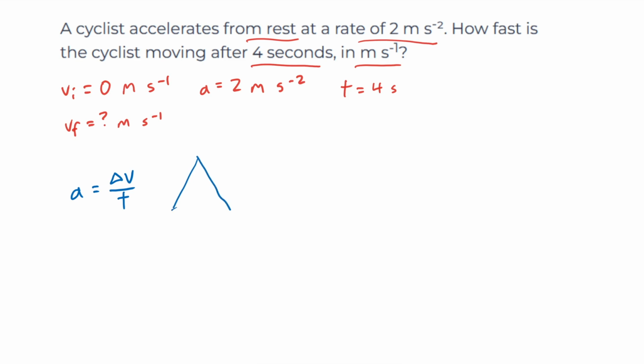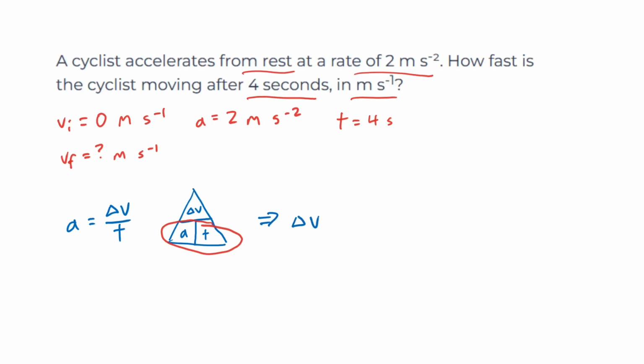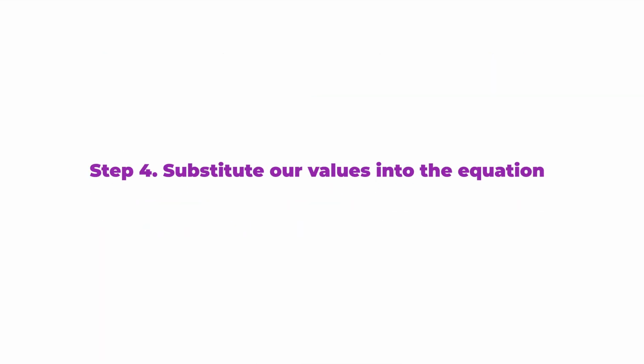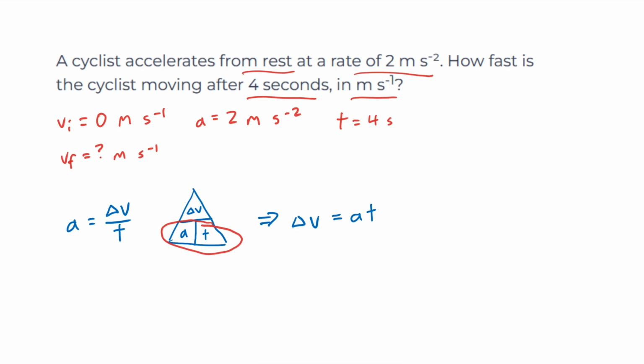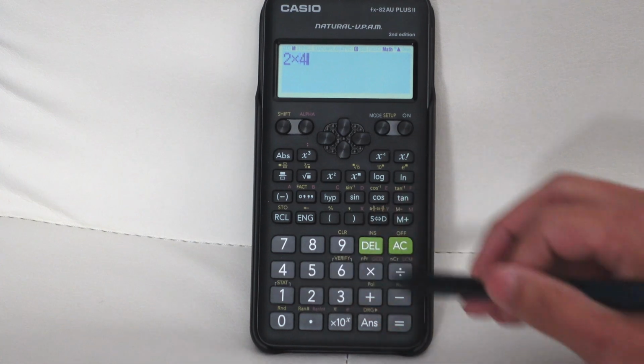We just need to rearrange it for delta V by using the triangle method. If we use the triangle method, we want A and T together and V on its own. We can see that delta V is over A and T. So delta V equals A multiplied by T. Step 4. Substitute our values into the equation. Delta V equals 2 times 4. If we put that into our calculator, we get an answer of 8.